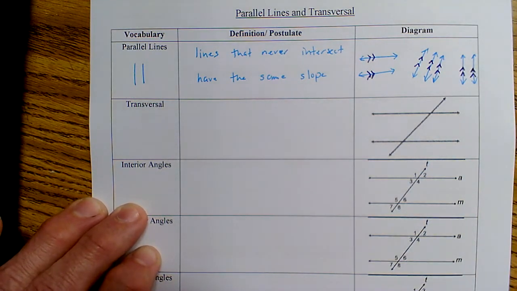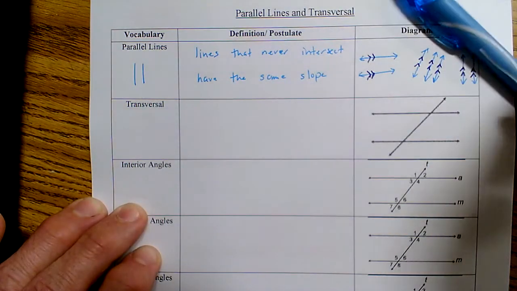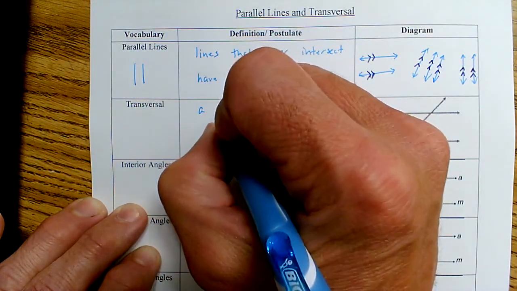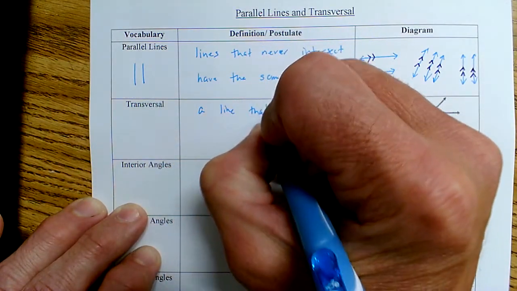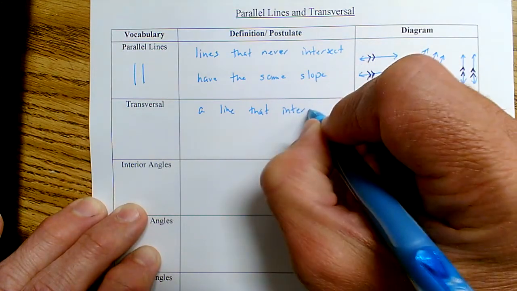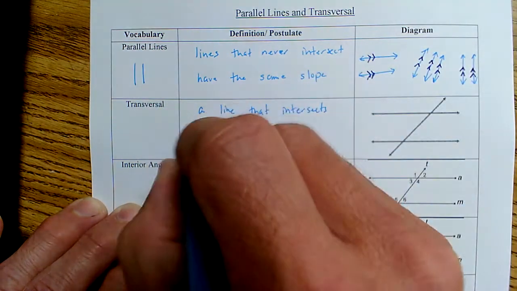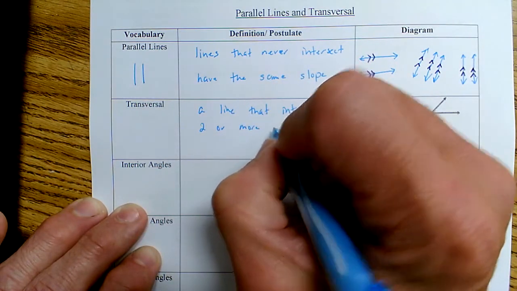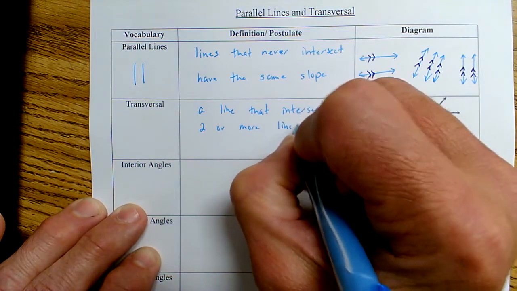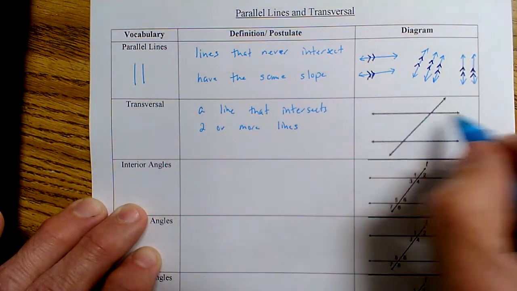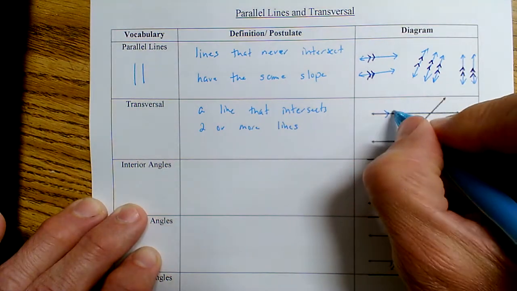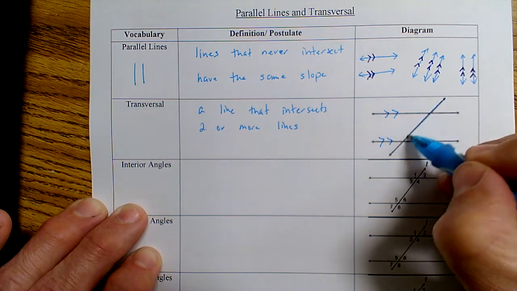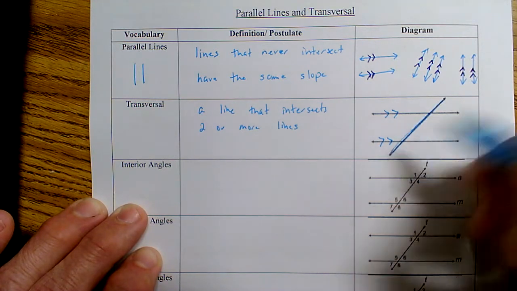A transversal is a line that intersects two or more lines. So as we look over here, I'm going to put my markings on to show that these are parallel. And then the line that comes through my diagonal line right here, this is my transversal.